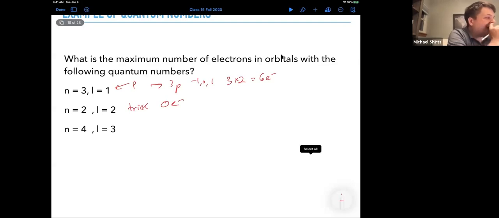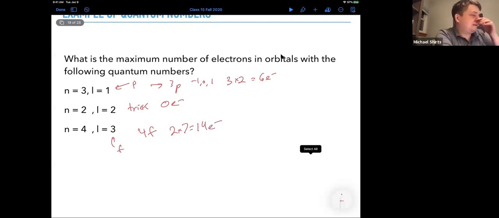n equals 4, l equals 3. So let's see. 2 is d, 3 is f, actually. So these are 4f orbitals. And so 2 times 7 would be 14 electrons that can fit into 4f orbitals. Okay. Now think, if you look at the actinides and lanthanides, how many are there? There's 14 of them. We'll get into the connection between f orbitals and those later.